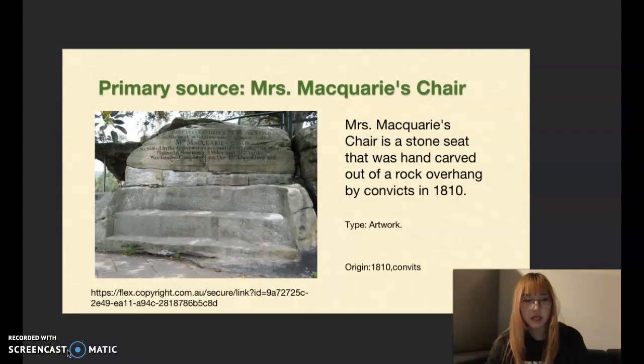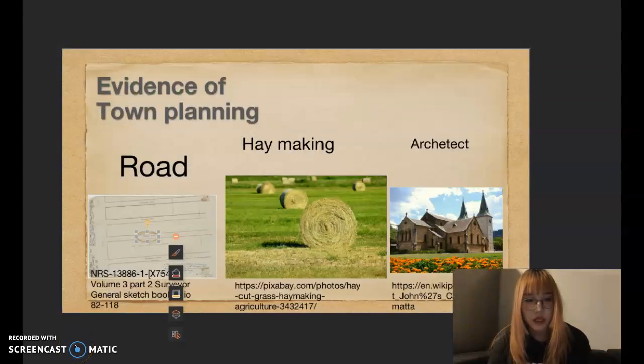In terms of the primary source, I think Miss Macquarie's Chair could be cogent evidence of how people showed respect to Elizabeth Macquarie. Miss Macquarie's Chair is a stone seat that was handcrafted out of a rock overhang by convicts in 1810. Miss Macquarie loved the harbour, she often took harbourside strolls, and the spot was her favourite place of relaxation. Folklore has it that she used to sit on the rock and watch for ships from Great Britain sailing into the harbour. And the type, I think, is a sculpture, which is a kind of artwork, and the origin is 1810, made by convicts.